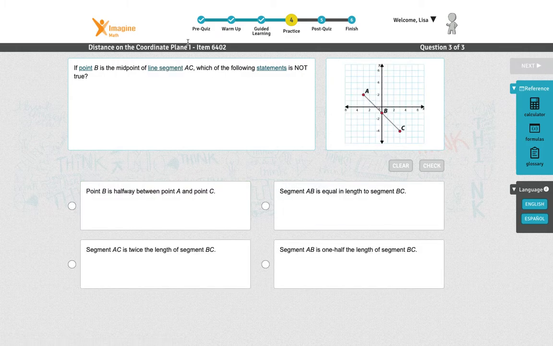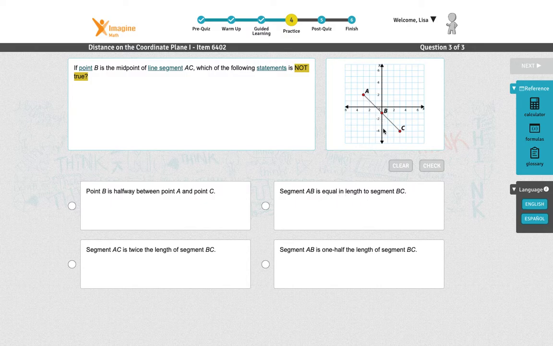All right, the last question here we have is if point B is the midpoint of the line segment AC. Okay, it's the midpoint. It's in the middle. Okay, which is not true. Again, this is a reading part because a lot of you get these wrong because you don't read that part where it says not. Okay, so point B is halfway between points A and C. Is that true? It is, so that can't be the right answer because we're looking for the one that's not true. Segment AB is equal to BC.